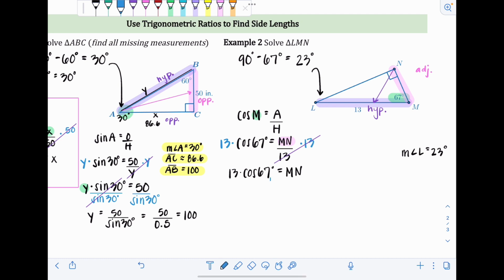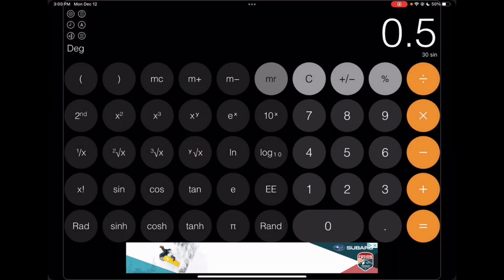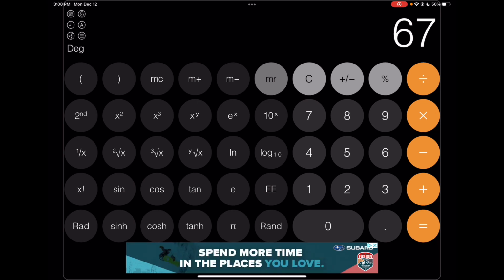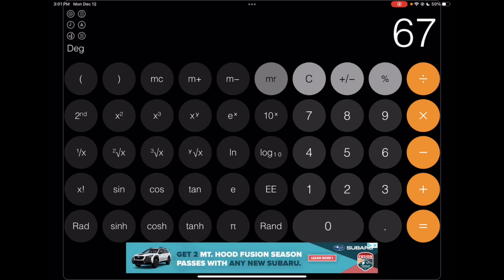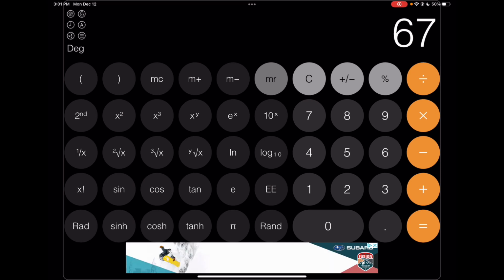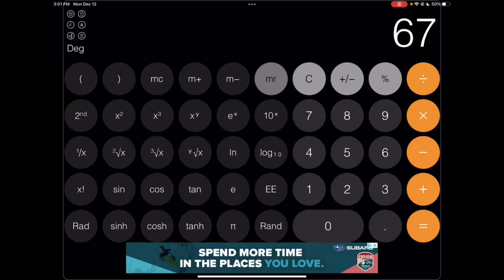Again, if you have a phone calculator, I would do this part first and then just multiply by the 13 second. So go back to the calculator. Type in 67 first, and then if you have a regular calculator, you're probably typing in the cosine first. It just takes a little bit to play around with it, but the big thing is to make sure you're getting the same numbers as me. If you're not, please let me know.